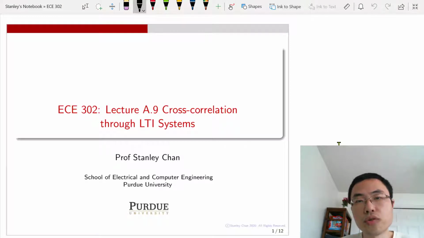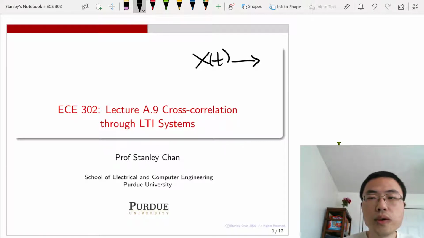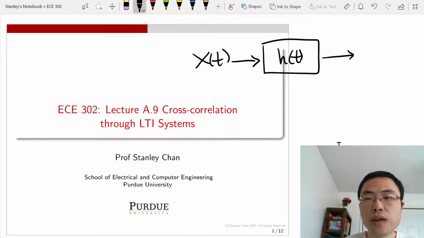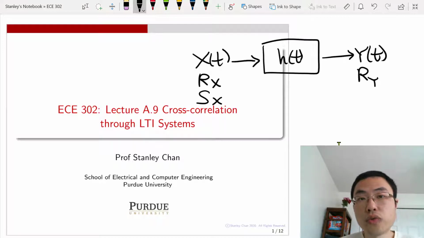In the previous lectures, we talked about a very interesting problem where you have a random process x of t going through a linear time invariant system with an impulse response h, and you get an output y of t. We looked at the autocorrelation function Rx, and also the autocorrelation function of Ry. Correspondingly, we look at the power spectral density of X, and also the power spectral density of Y.